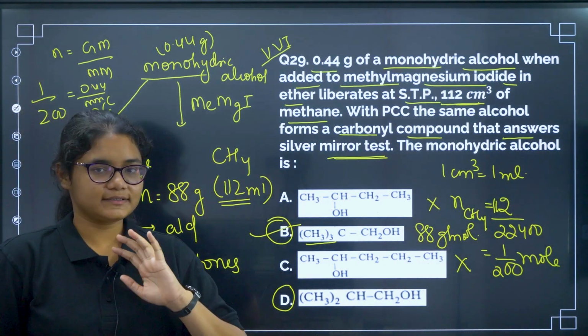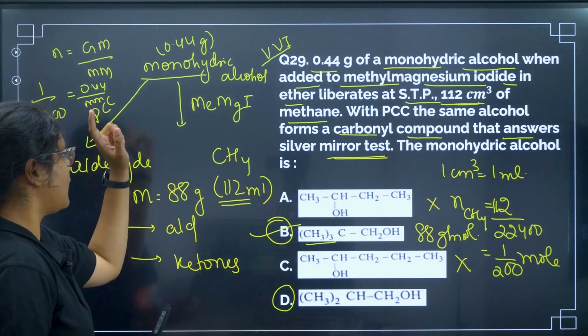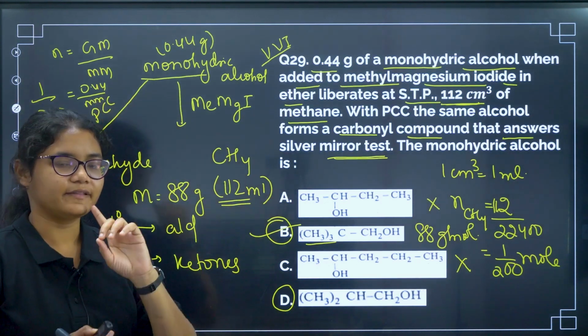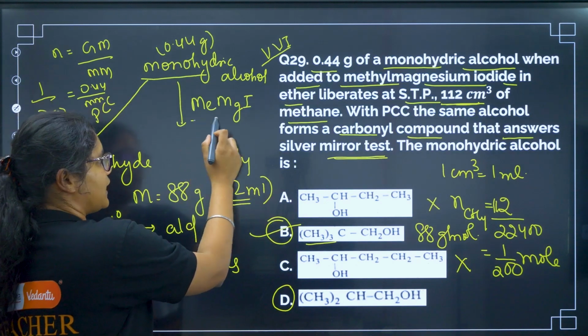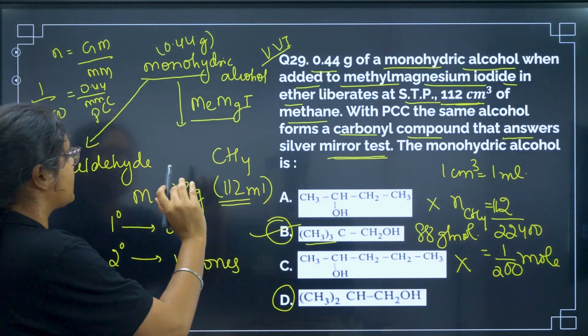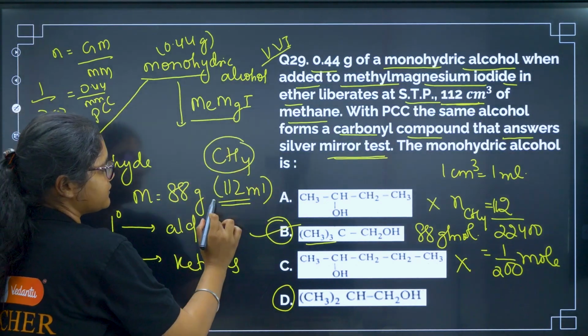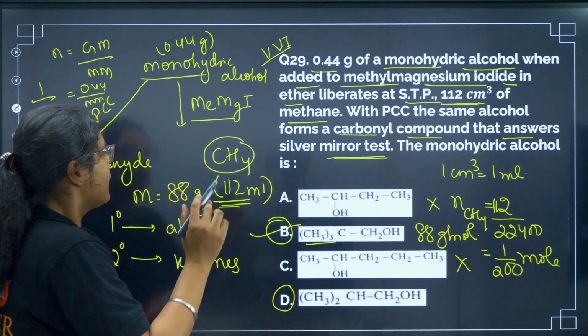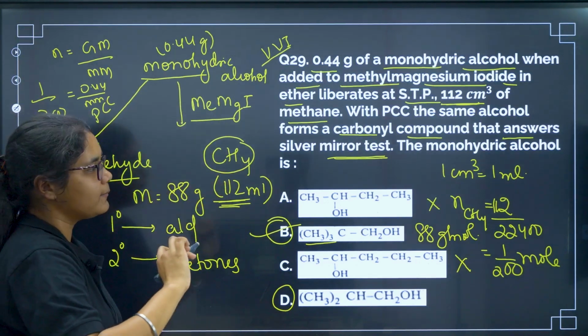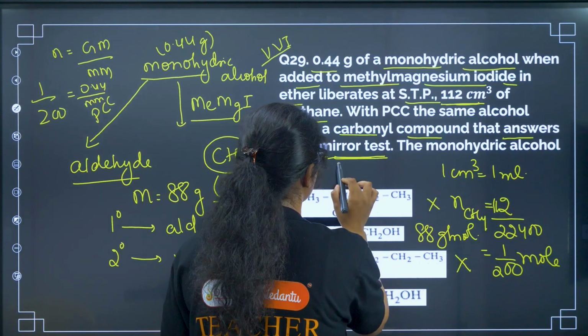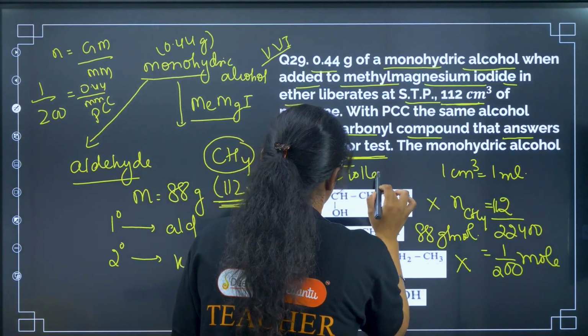So once again, listen, this question is a little tricky. First of all, a monohydric alcohol is given. That means only one OH group is present. Now this one is reacting with MeMgI. After reacting with this one, CH4 is produced, which is 112 ml. And this compound on reacting with PCC is giving you an aldehyde. How did we come to know? Because it answers the silver mirror test, that is Tollens reagent.